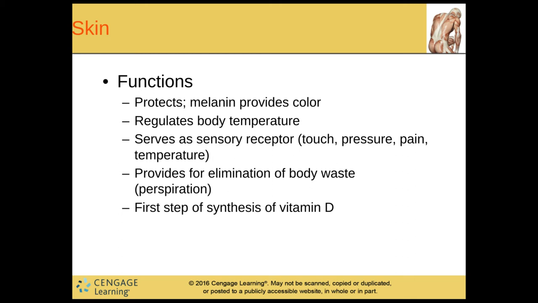Your skin helps to regulate your body temperature. It serves as a sensory receptor, so we're able to feel touch, pressure, pain, temperature, that type of thing. It provides for elimination of body waste through perspiration or sweating, right? And it's our first step in synthesizing, synthesizing means like processing, right, of vitamin D. Okay, so vitamin D. Anybody know where vitamin D comes from? If we're synthesizing it through our skin, it comes from the sun. Okay.